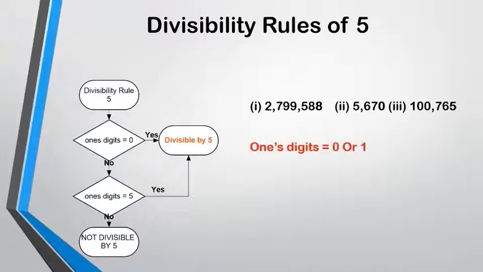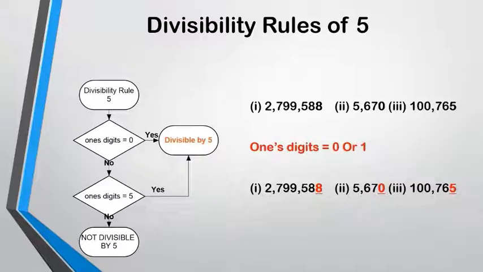We already know the divisibility rule of 5. So the first number's last digit is 8, which is not 0 or 5. So it is not divisible by 5. Then the second number's last digit is 0. That is divisible by 5. And the third number's last digit is 5, which is divisible by 5.